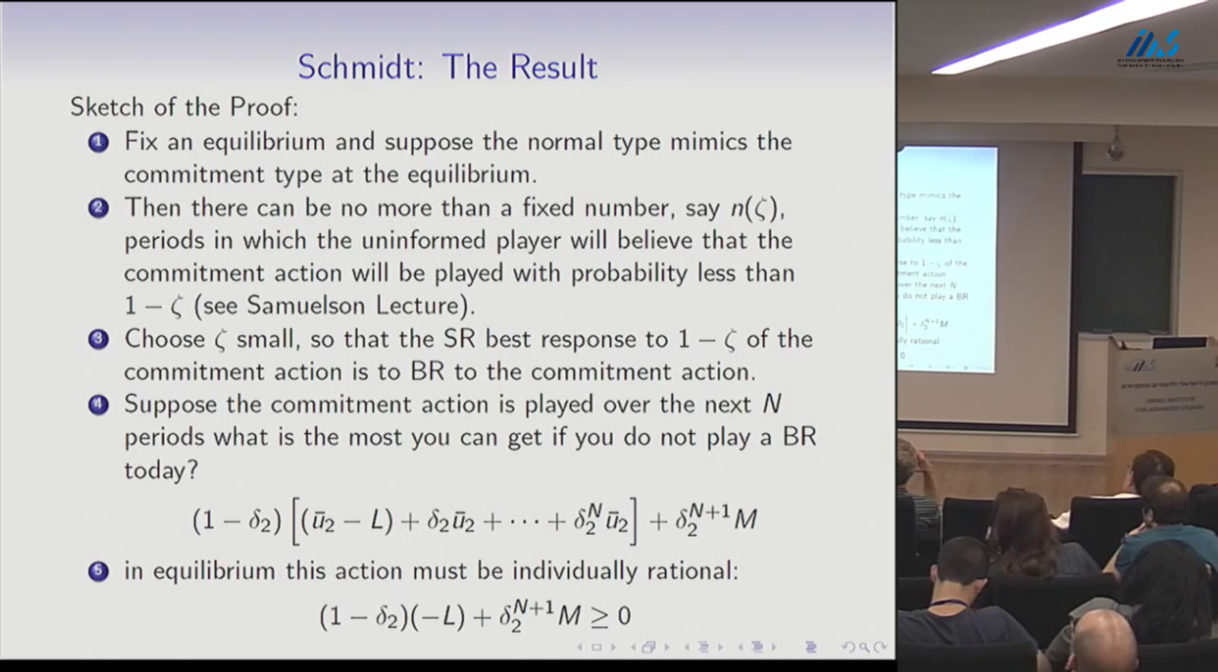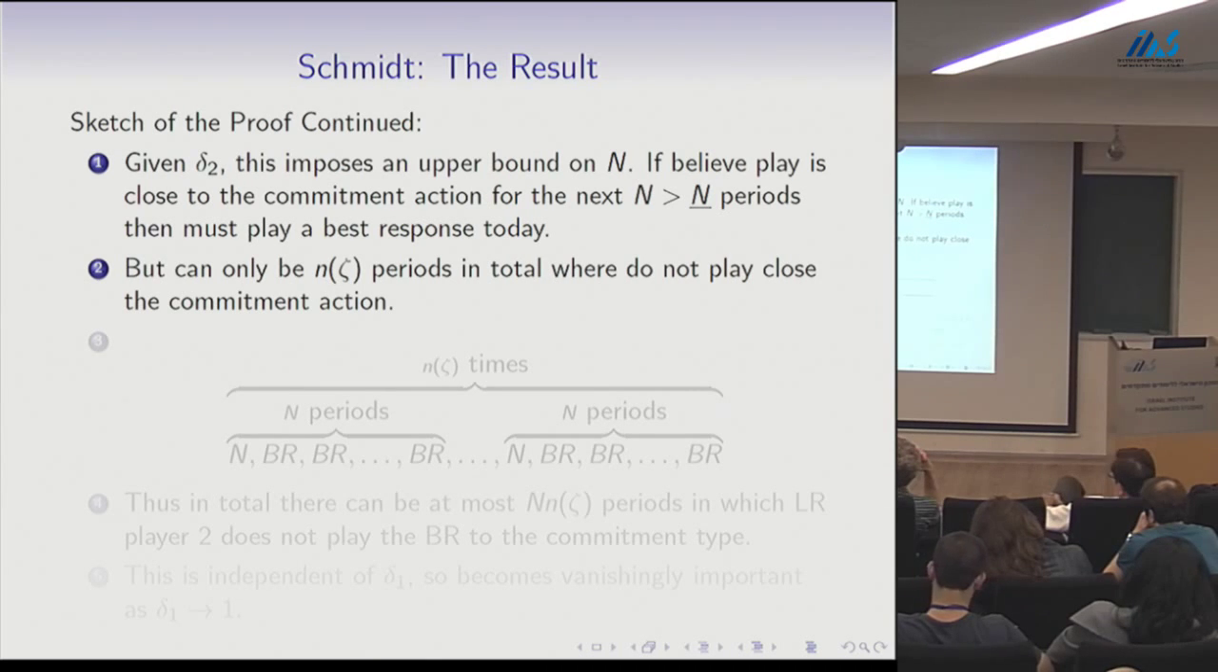And what that says is, you're going to make a finite loss now. You're going to have a long gain somewhere in the future. But you can't wait too long for that gain to occur. Because if you wait too long, this is going to shrink away to 0 and is going to be less than this. So what it means is, there's an upper bound on the number of periods in which you can believe the player is going to be close to the commitment action if you're not going to play a best response today. If you're going to play a best response today, that's fine. You can believe the commitment action is going to be played forever. But if you're not going to play a best response today to the commitment action, you're going to lose a finite amount, and then you're going to have to believe that the commitment action is not going to be played n periods away.